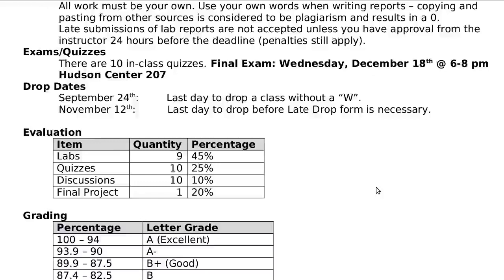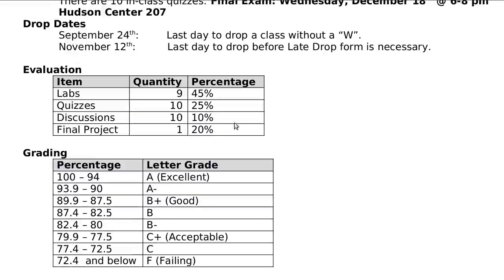Some important dates to keep in mind. The last date to drop a class without a W on your transcript is September 24th. And the last day to drop before a late drop form is necessary is November 12th.